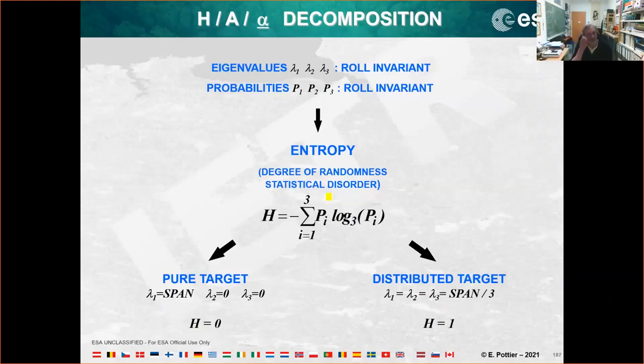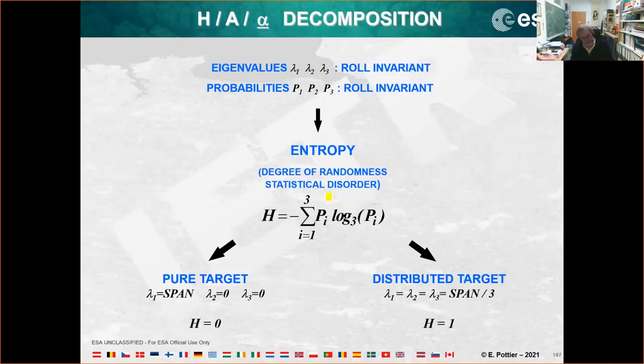When the entropy is close to 0, it means that in such a case, I have only one eigenvalue which is not equal to 0. The two other eigenvalues are equal to 0. So what does it mean? It means that inside the pixel, I shall have only one very important scattering mechanism. I don't know which one, but I'm sure that I shall get only one scattering mechanism.